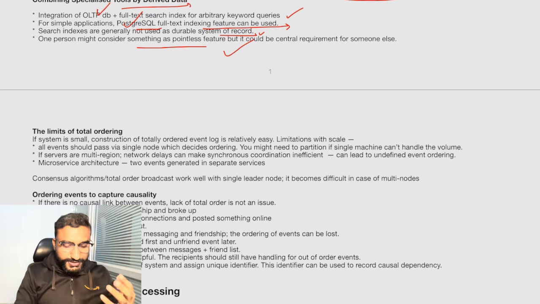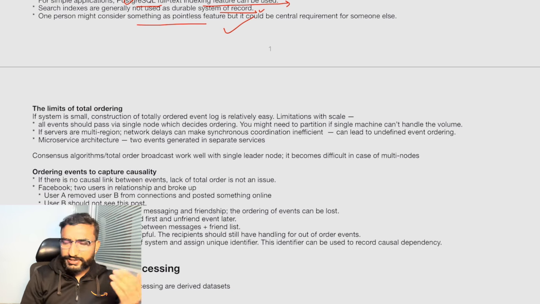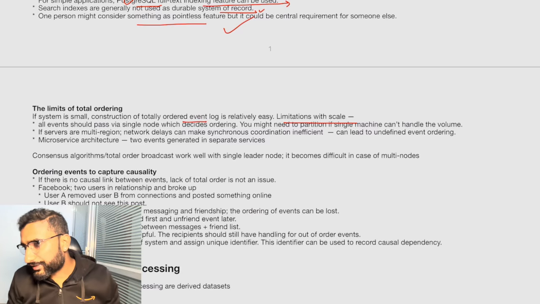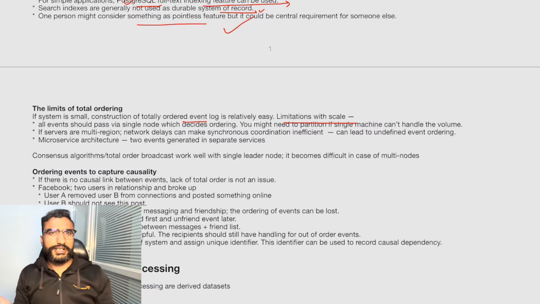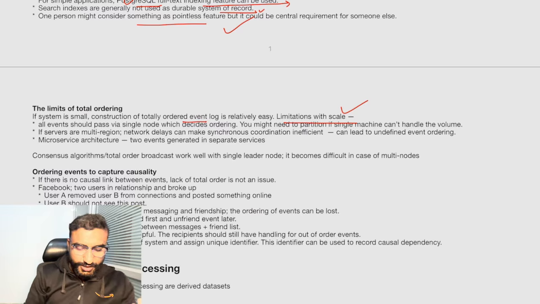Okay, so the limits of total ordering. We have discussed what total order broadcast is, what total ordering is in one of our previous videos, and the relation of total ordering with causality. If a system is small, construction of a totally ordered event log is relatively easy. And it's not just with total order broadcast or total ordering, it is true for anything which you are trying to achieve. It's easier at lower scale to have some implementation in place, but there are certain limitations with scale. What are the limitations? All the events should pass via a single node which decides the ordering. This has to be ensured.